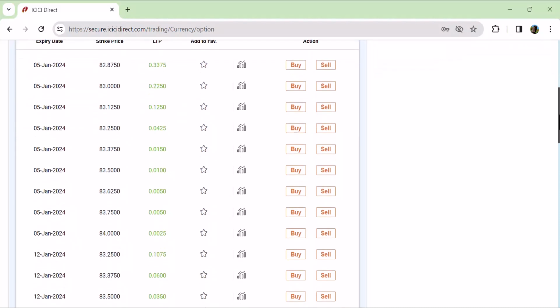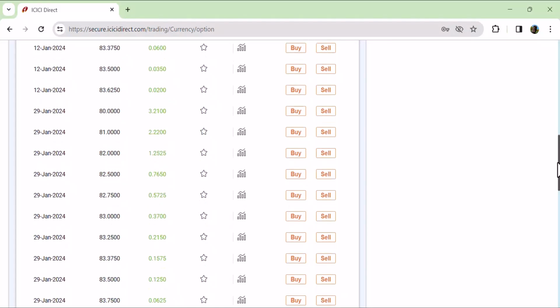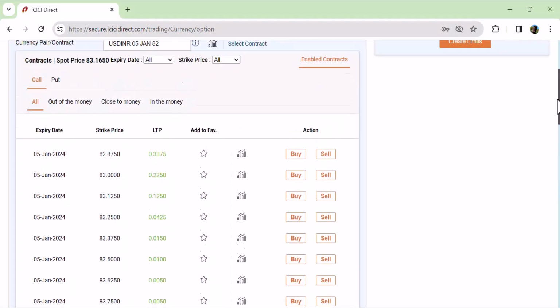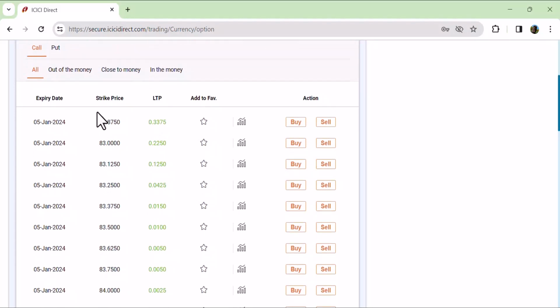There are some weekly contracts and some monthly contracts. So we'll straight away go to the January ones. These are January contracts which are available. You will find that the first column is the date and the second column is the strike price. Look at the strike price here. And this is the last traded price of the premium. The premium will keep changing because so many people are interacting, and the last trade just gives you the price at which the last trade has happened. Then action: buy or sell.